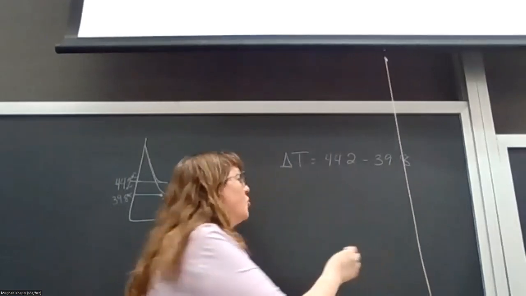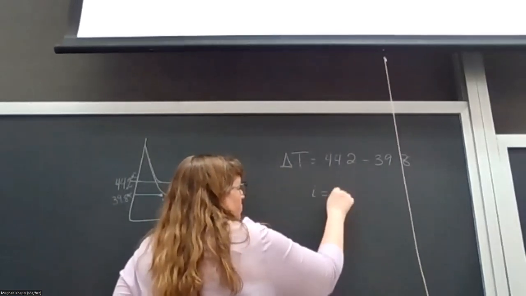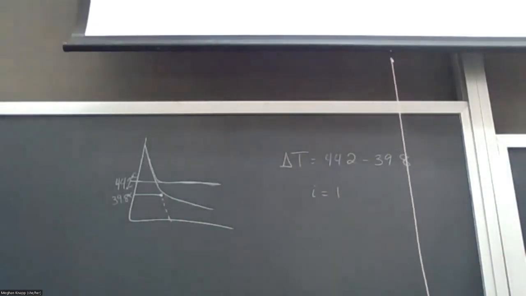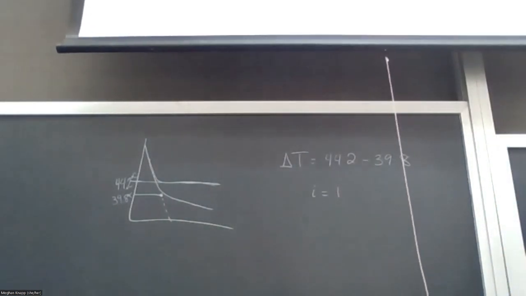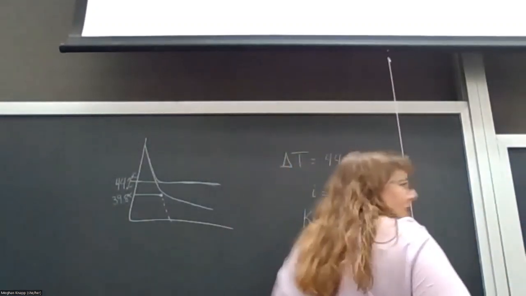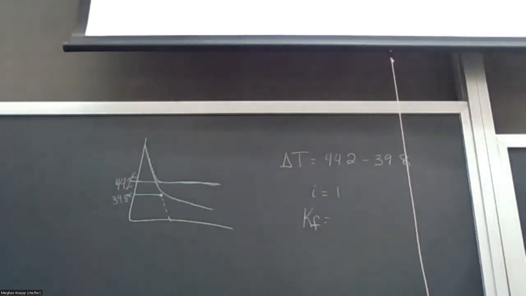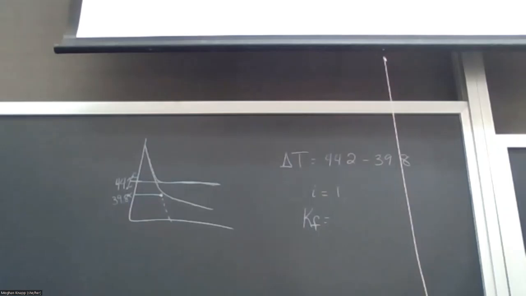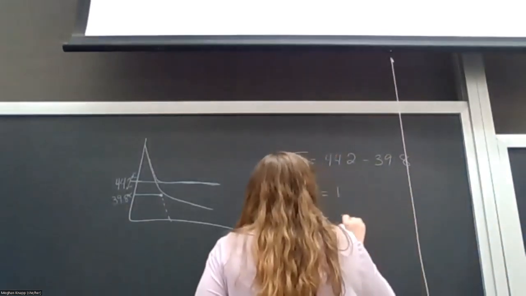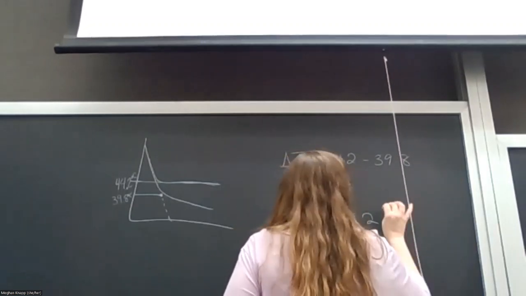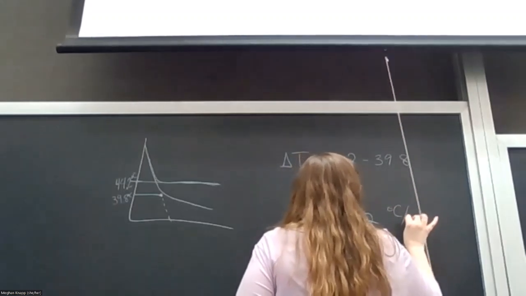Now, since both of these are organic, i is going to be 1. I will tell you that right now, that in your lab next week, i is 1. So your lab manual may even ignore i. Kf is not going to be 1.86. We used that for all of our calculations today because we did water, but we've got a different solvent. So it's going to be something else. So I'm going to say it's 5.2 degrees Celsius per molal.